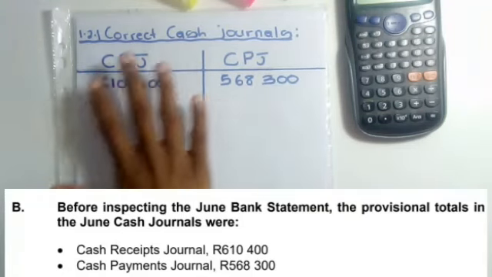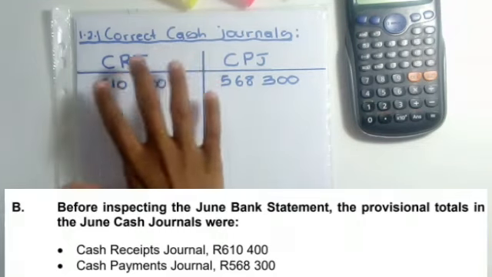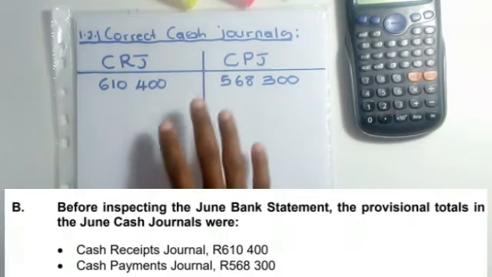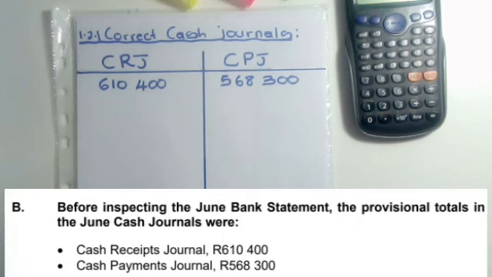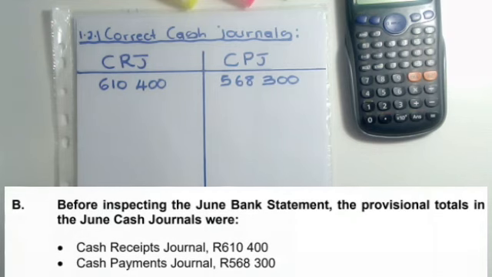If they are correct, we will leave them as they are, but if they have some errors, we are going to just adjust those errors so that we make sure that our totals are correct, and then we will know what is left for the bank to correct themselves.